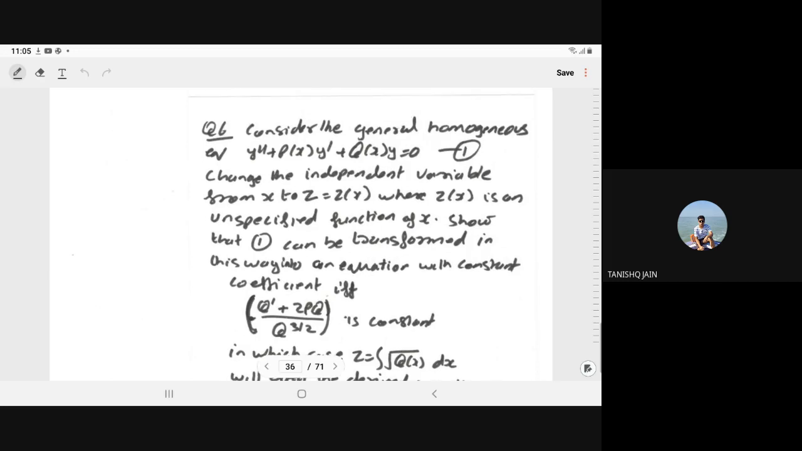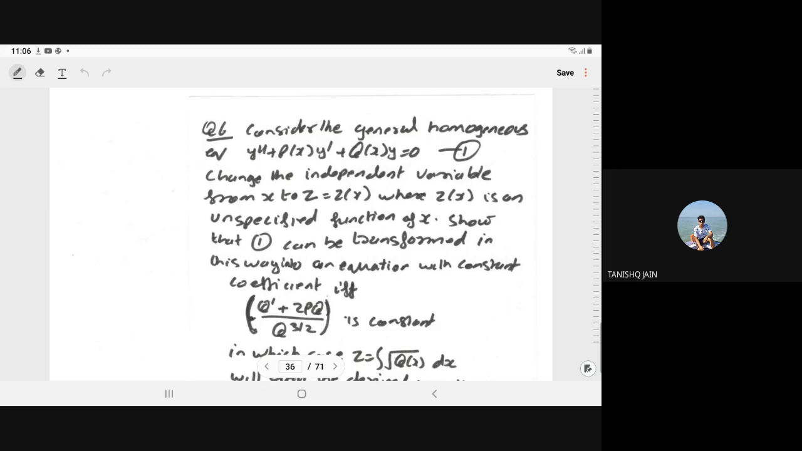Now question number 6. Question number 6 is a little theory part, so theory as well as a numerical question. First we discuss the theory. Consider the general homogeneous equation y double dash plus p(x) y dash plus q(x) y is equal to 0, where p and q are functions of x.